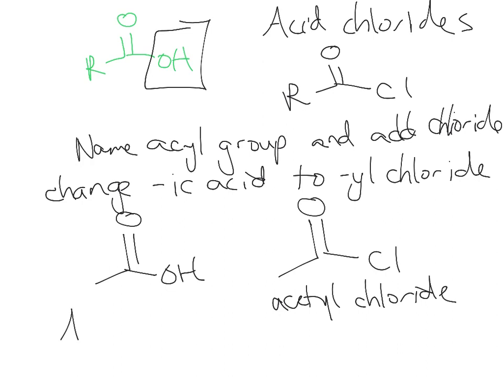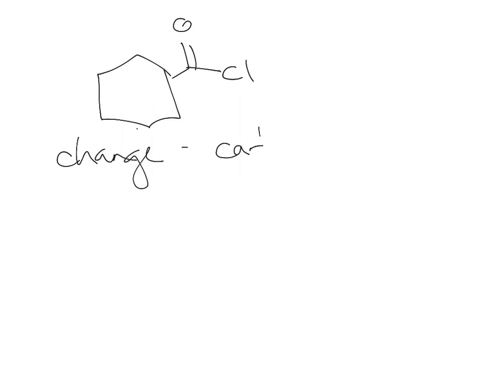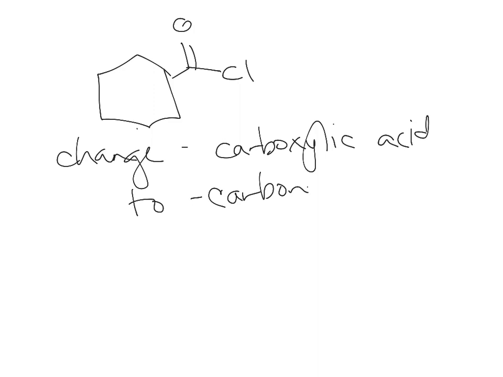This is for acyclic acid chlorides. If it's stuck on a ring, for instance, it looks like this, you're going to change the name, or sorry, hold on. Let's just make it a regular cyclohexane. So if it's on a ring, you're going to change the ending carboxylic acid to the ending carbonyl chloride. So this would be cyclohexane carbonyl chloride.